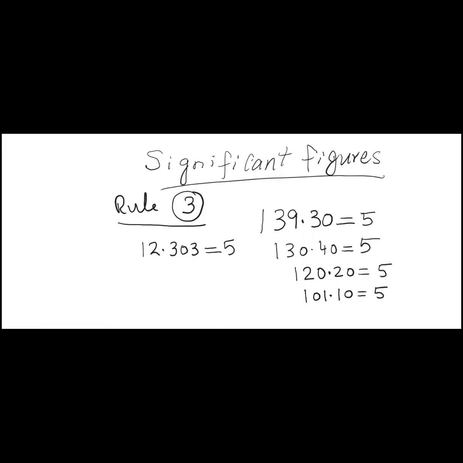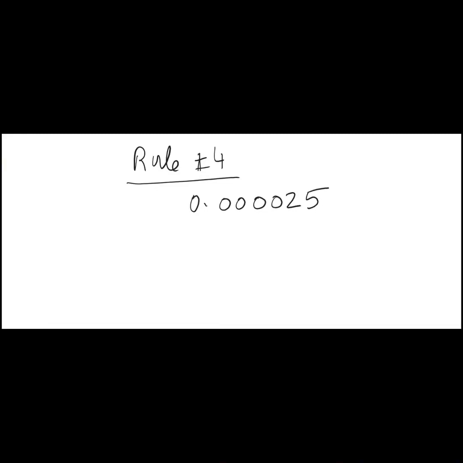Are you getting it? Let's proceed to rule number 4. If zeros are leading zeros, what does it mean? If a number is starting with 0, which are used for spacing purpose. For example, 0.000025. These zeros are not significant numbers. So we will not consider these zeros as significant. How many significant numbers here? So my answer would be 2.